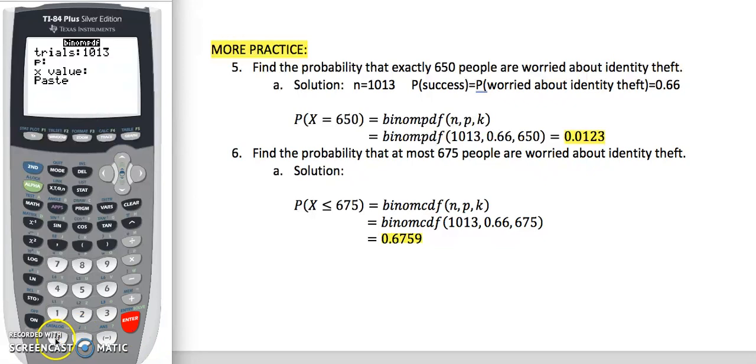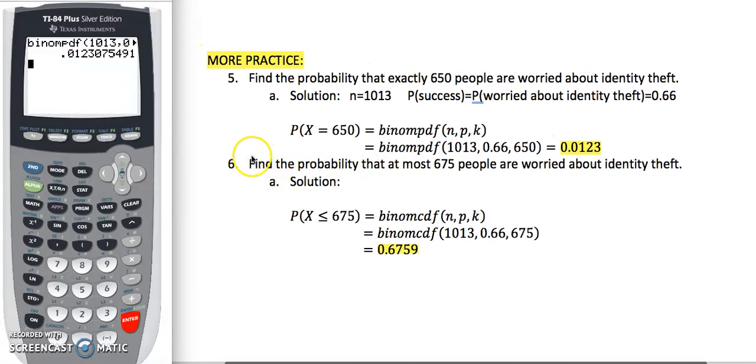Your probability of success, if you randomly select one person, what's the probability that they're worried about identity theft? Well, 0.66. And then we're looking for exactly 650 people. So we're using, remember, binomial PDF for a precise number of people. Press enter, enter, and enter again. And you end up with 0.0123, rounding to 4 decimal places. So as a percentage, that's a little over 1%.